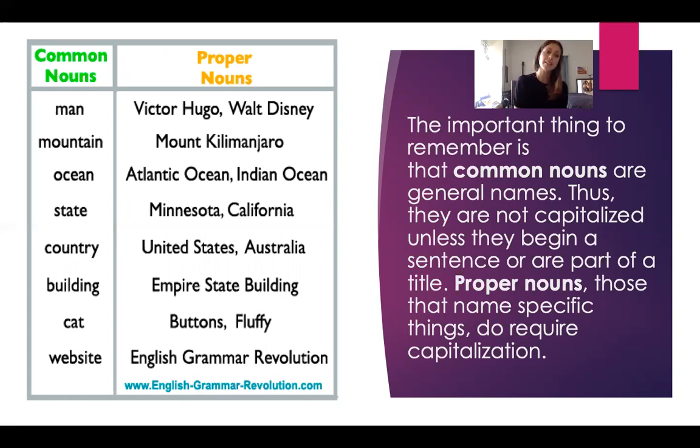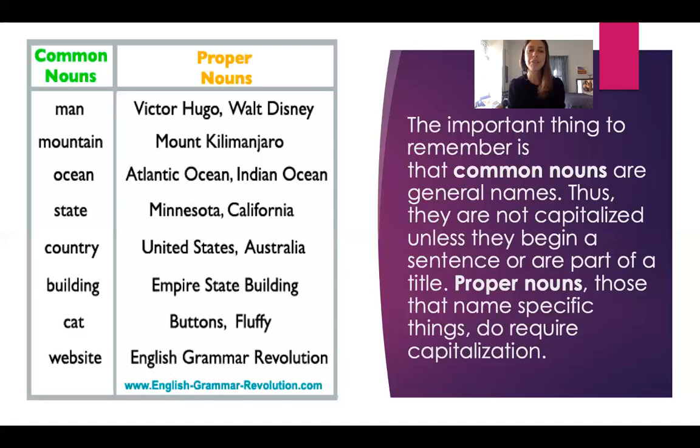Okay, state, Minnesota. Country, United States or Australia. Building, the Empire State Building. There you see we capitalize building because it is part of a name. Cat. The cat's name is Buff, Buttons, or Fluffy. Same with dog. My dog's names are Nova and Pepper. So I would capitalize the N for Nova since she's my dog's name, and the P for Pepper. I got a new dog, you guys.